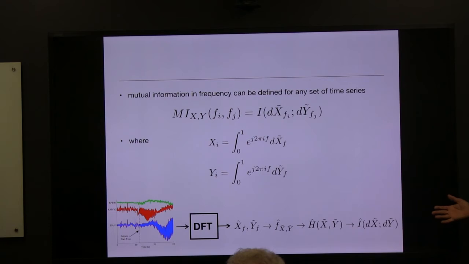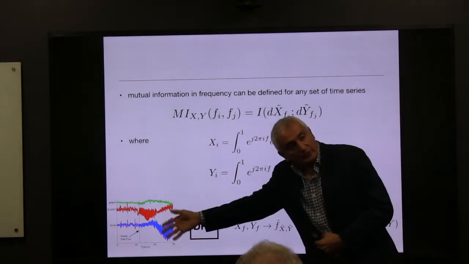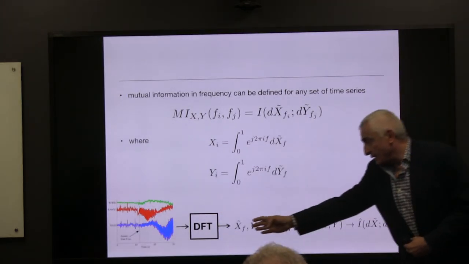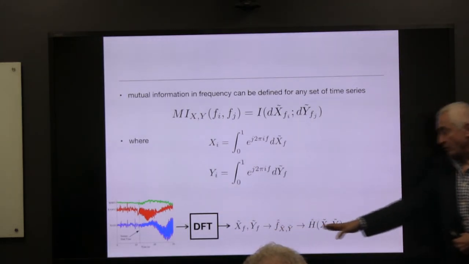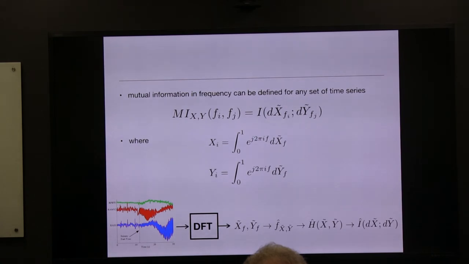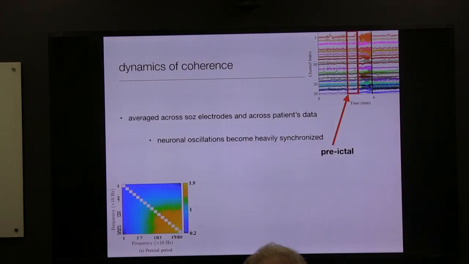This is now our block diagram of doing it. The data from the seizure onset zone goes to a discrete Fourier transform. The data is now in the frequency domain. You can compute everything that you computed before and compute the mutual information between the time series. And it will tell you the coherency of the data at different frequencies, right?